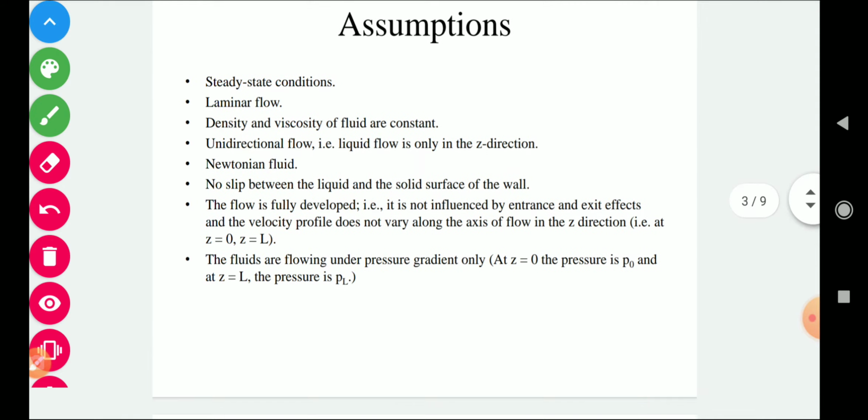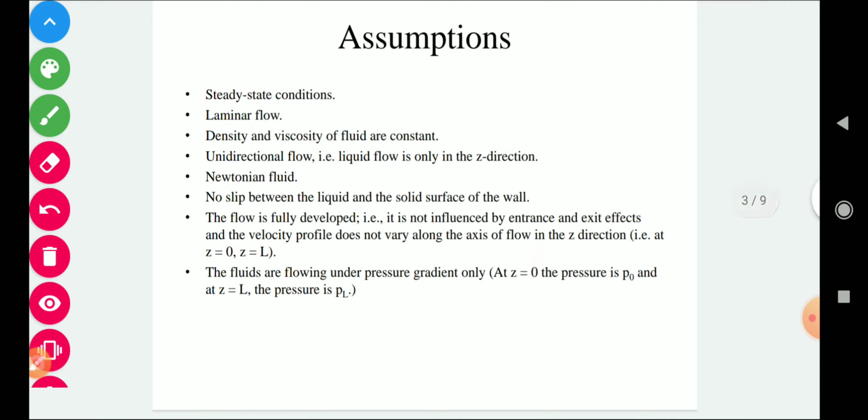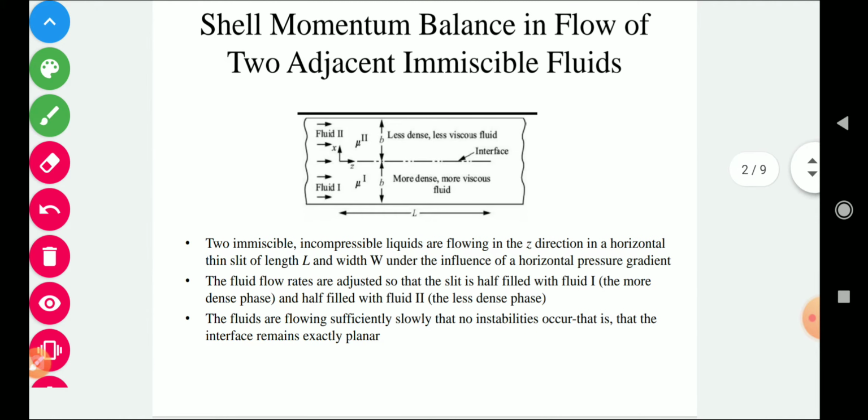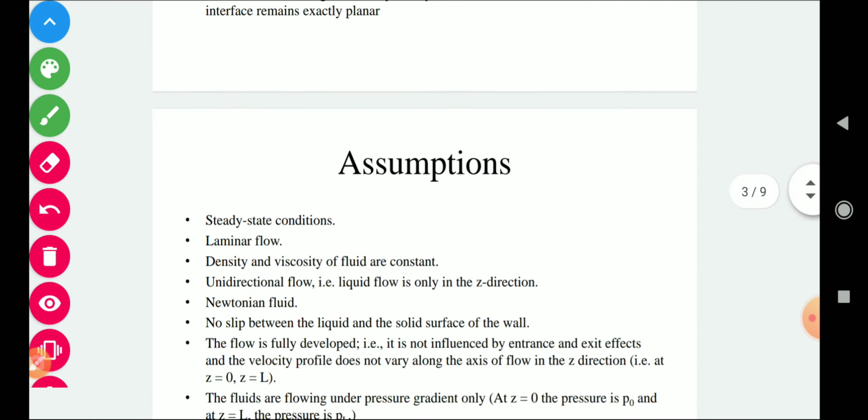The first assumption is that we have steady state condition. It means the fluid flow does not vary with respect to time, and the fluid is laminar, and fluid properties are constant, like density and viscosity. We also have unidirectional flow. It means the fluid flows only in the z direction, and there is no flow in x and y direction.